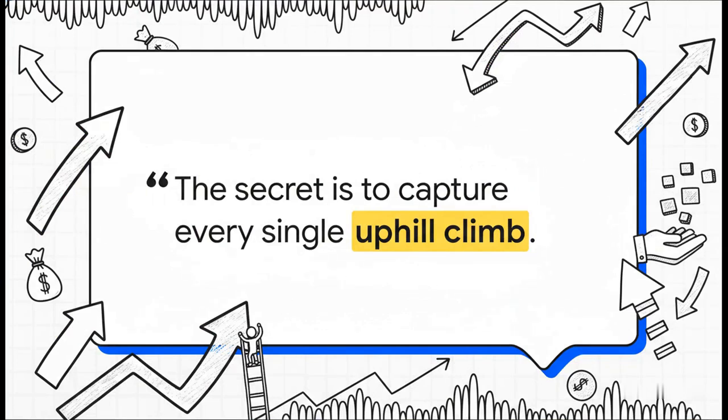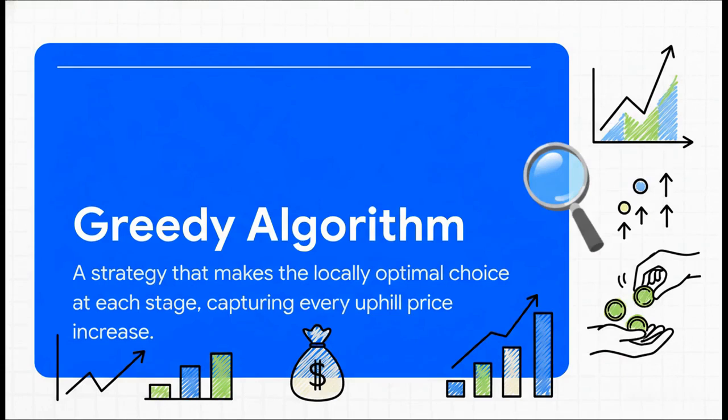And here it is. This is the big aha moment. You just have to forget about trying to find the perfect buy and sell days over a long period. The real secret? You just capture every single uphill climb. That's it. Now, in the world of computer science, this kind of strategy actually has a name. It's called a greedy algorithm.